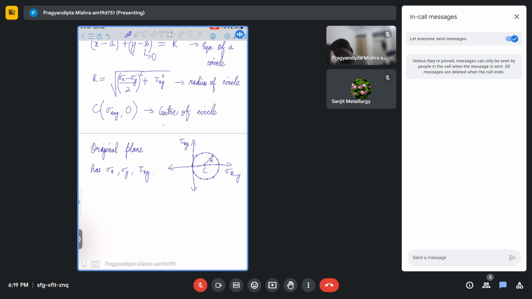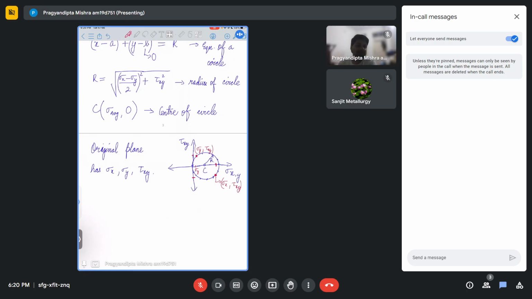For instance, if I say my sigma x is lying at some value, let me represent it in a different ink. Let's say my sigma x is lying here on the x-axis. So this point will represent sigma x, and we know the tau xy value is lying somewhere here. So sigma x comma tau xy will lie somewhere here, and this will be a point on your Mohr circle. Similarly, sigma y and tau xy also lie on the Mohr circle, so I can represent it by a point here. If this is my sigma y and this is my tau xy, I can again represent it by a point on the circle where I can write sigma y, tau xy.